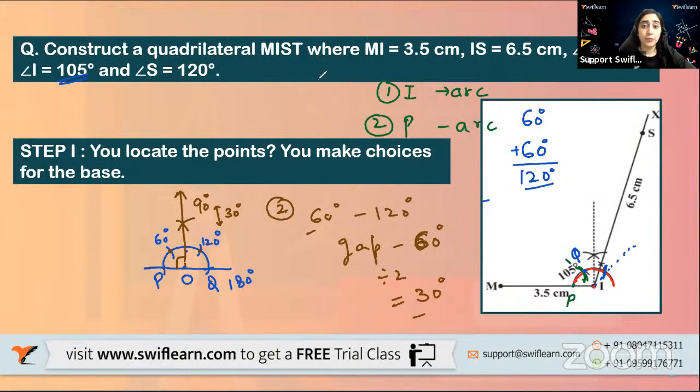Okay. Moving on to the next thing, now I need 105 degrees. How to proceed?